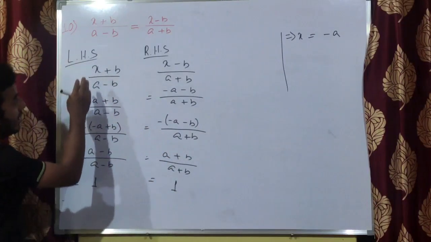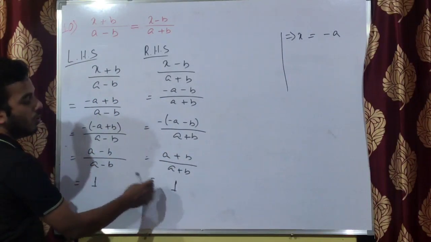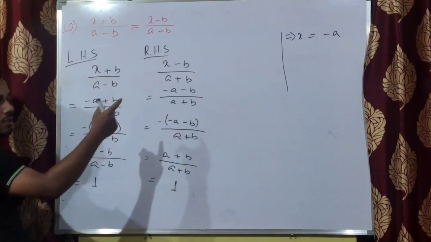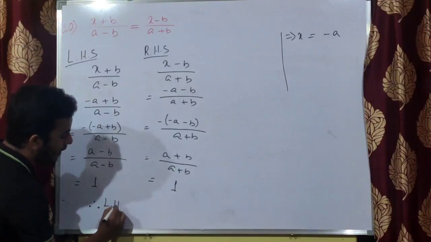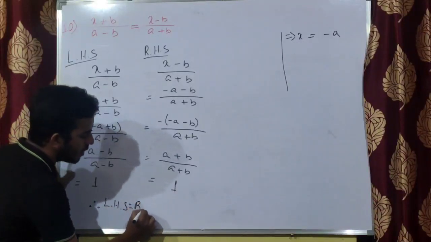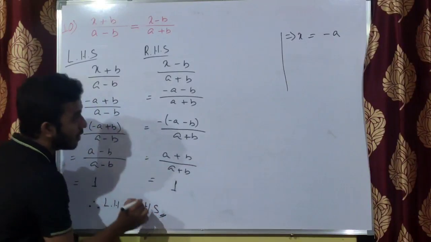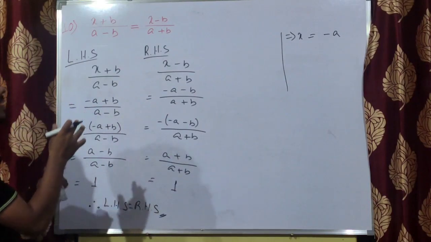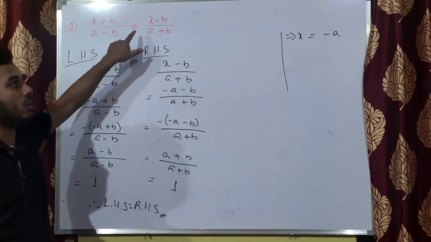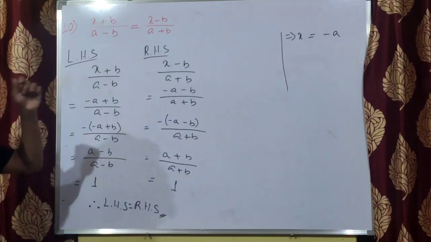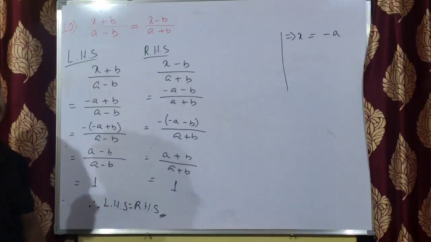So look here, LHS is 1 and RHS is also 1. So we can write, therefore, LHS equals RHS. That means if we put the value of x as minus a, then this expression is correct.